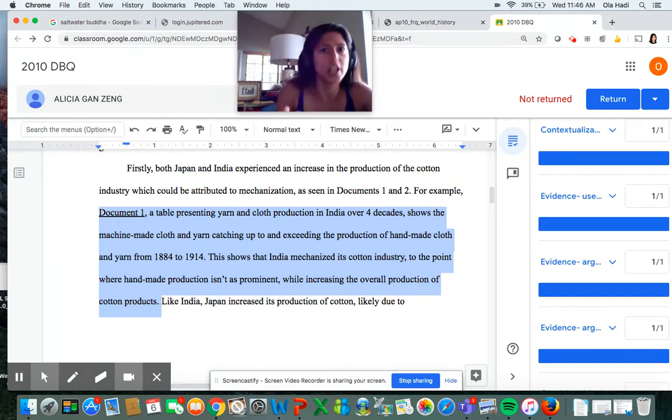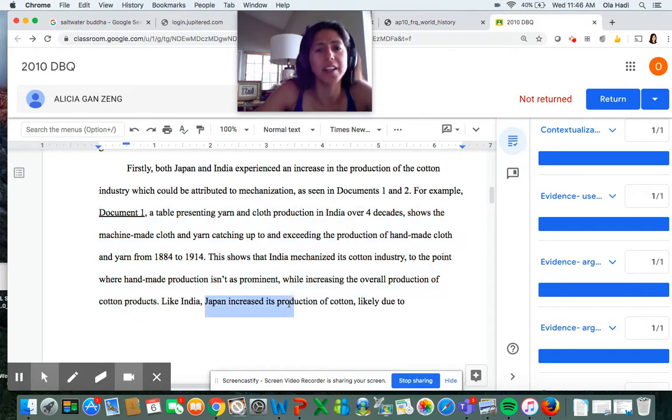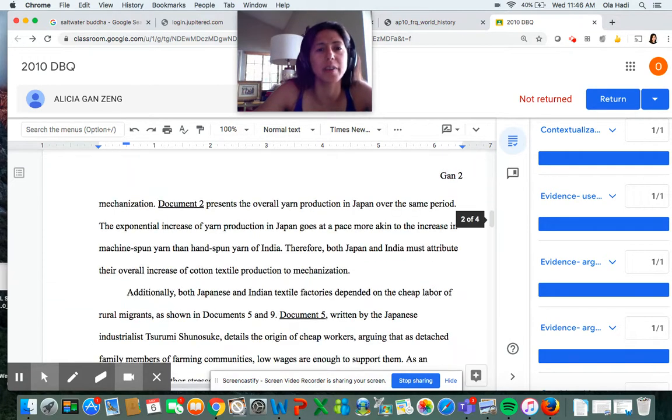So right away, she should connect it to another document that helps prove that this was similar to or different from Japan. Like India, Japan increased its production of cotton, likely due to mechanization. Document 2 presents the overall yarn production in Japan over the same period. The exponential increase of yarn production in Japan goes at a pace more akin to the increase in machine spun yarn than hand spun yarn of India.